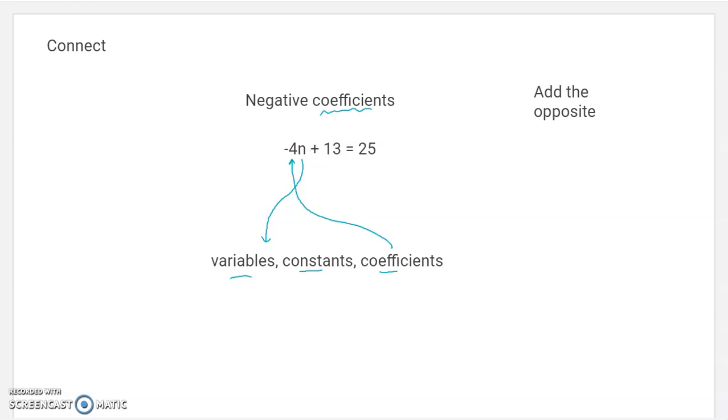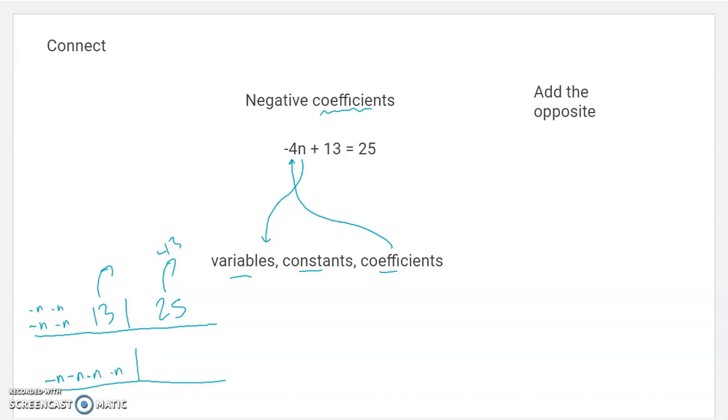Just a reminder of some of our strategies for negative coefficients or anything else we've solved so far. This one, if we drew it, since you can't draw a negative number of n's, that's not a possible thing to do, we draw 4 opposite of n's, like this. Then we draw our constant of 13, then our total of 25 over there. And our first move is to take 13 away from both sides. After we do, we're left with the 4 opposite of n's on one side. And 25 take away 13 is 12.